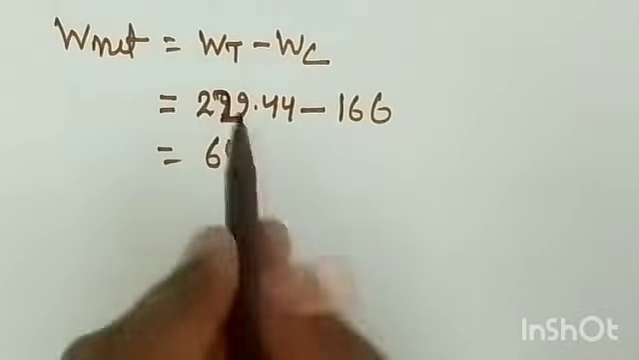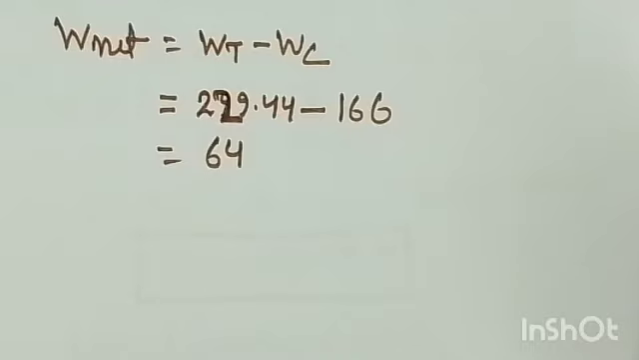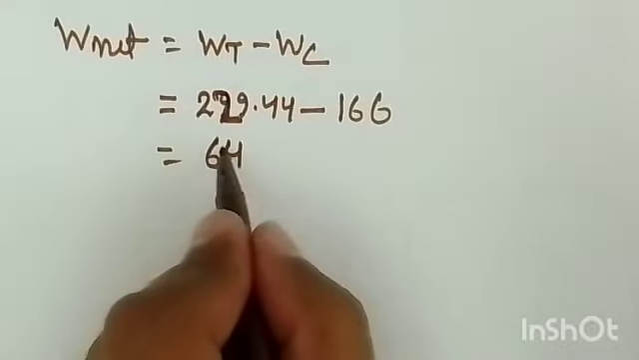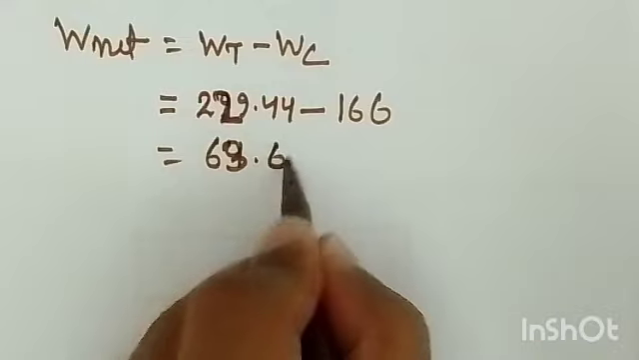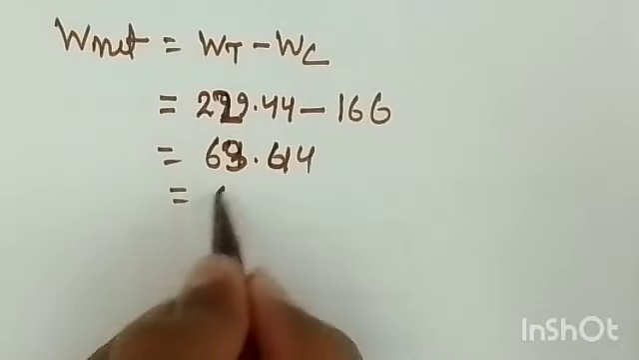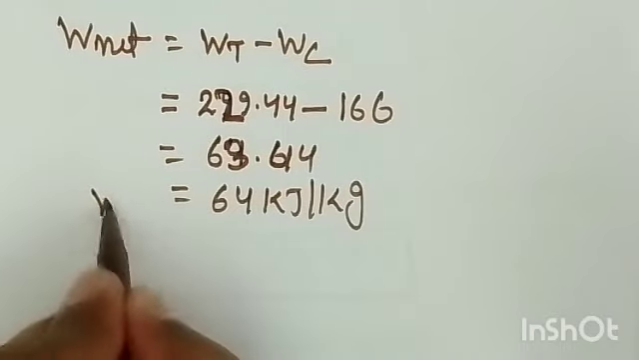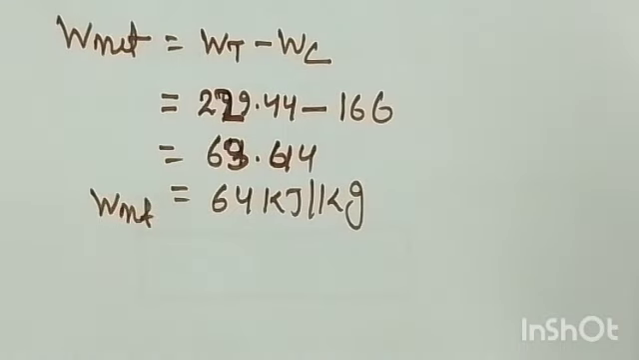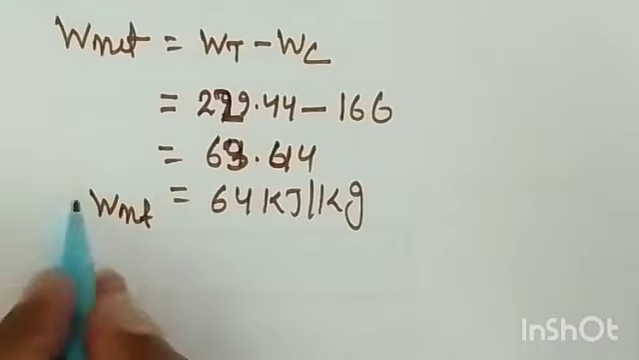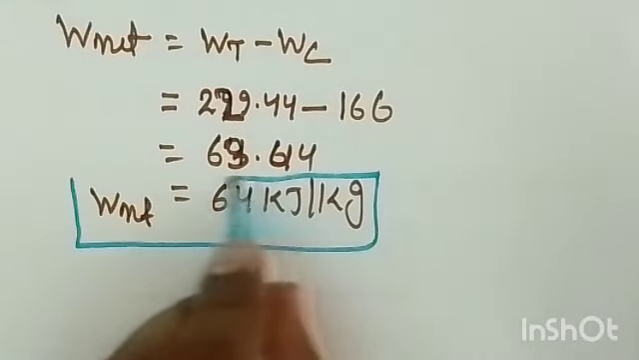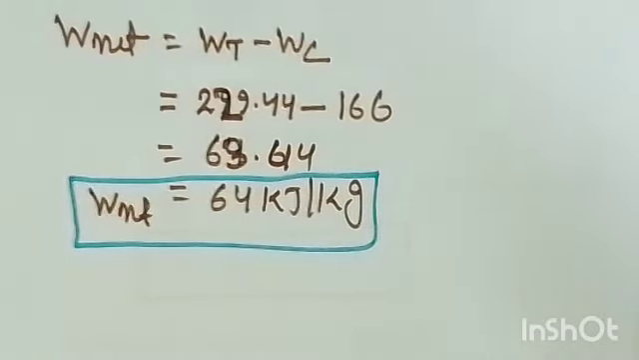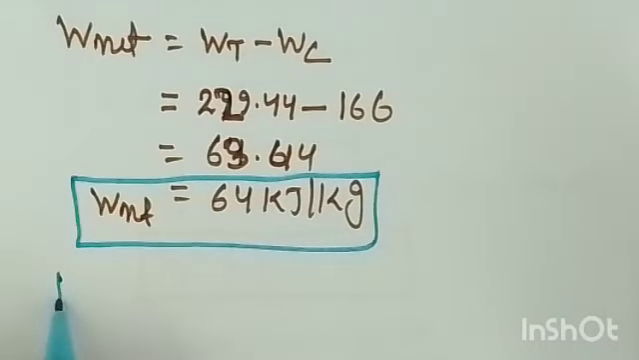Make a correction, please. This is 229.44 minus 166. So it will be 229.44 minus 166 is equal to 63.44. 63.44. Or you can take it as 64 kilojoule per kg, right? So this is your net work. There are two mistakes we encountered today, right? That is net work. Now we need to find out the heat supplied.